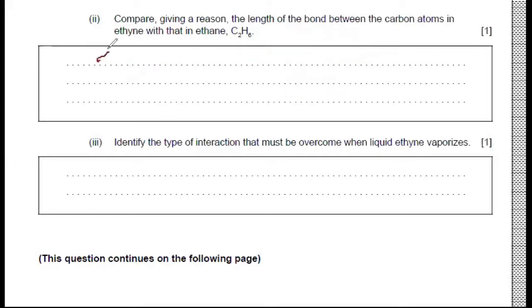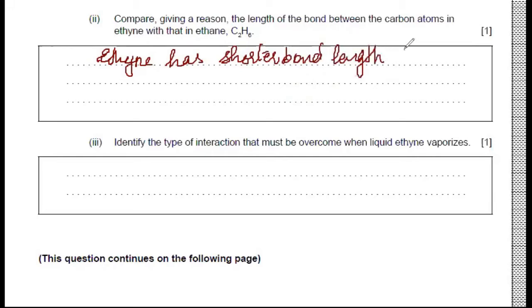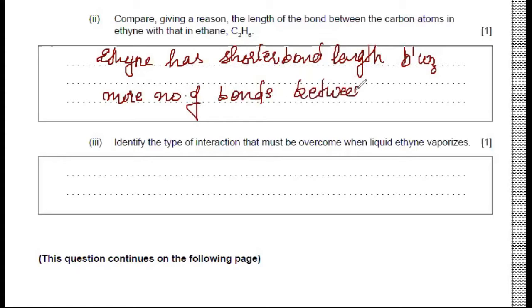So we can write that ethyne has shorter bond length because of more number of bonding electrons, bonds between the carbon atoms.